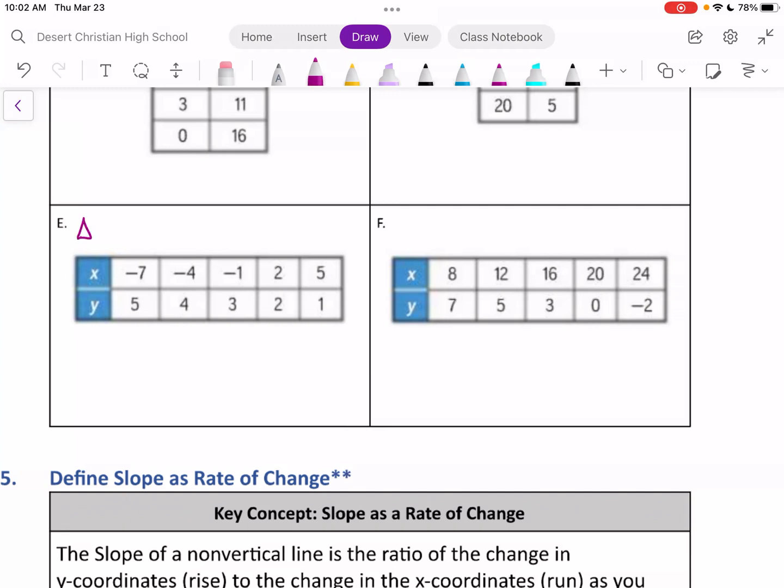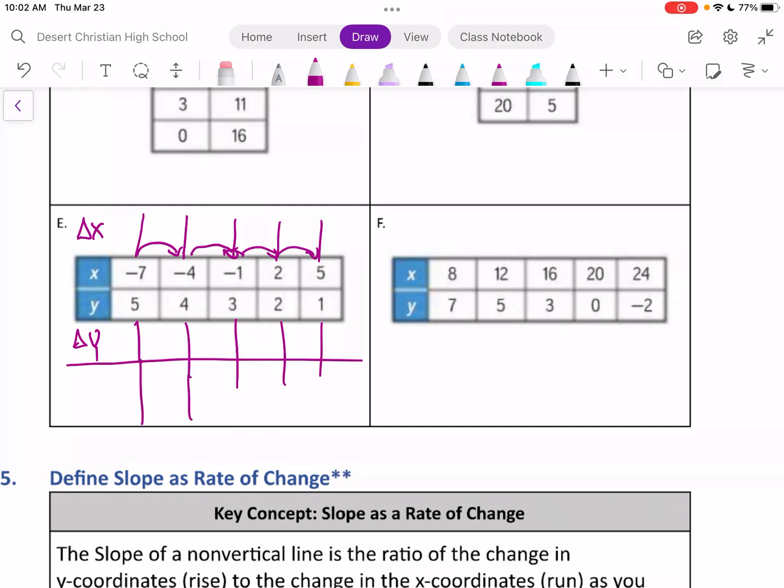Delta x, and we're going now left to right. We're just going from x to x, so I'm just going to go like this. Okay, so here's my boxes. Okay, and my boxes. And then here's my delta y. And we'll continue these down to find our rate of change.